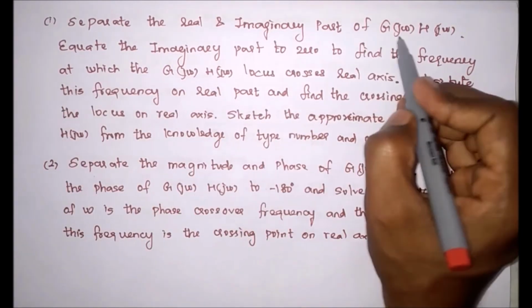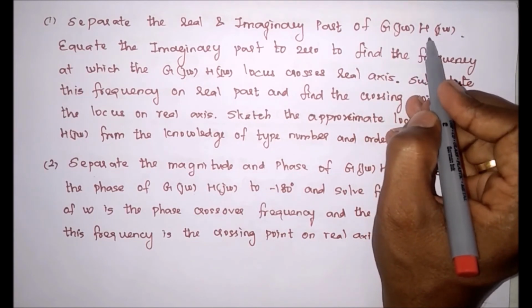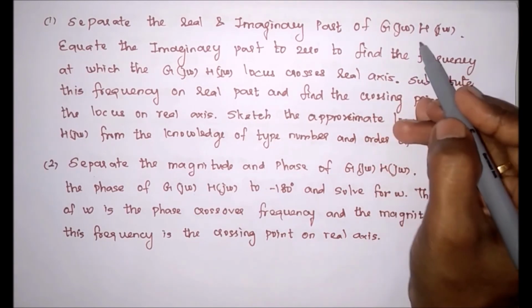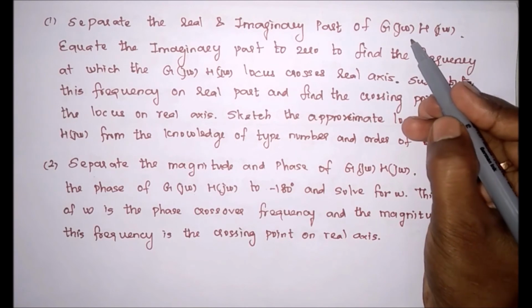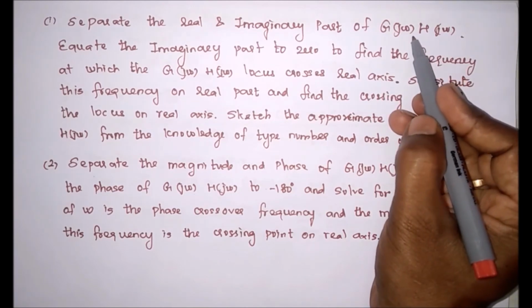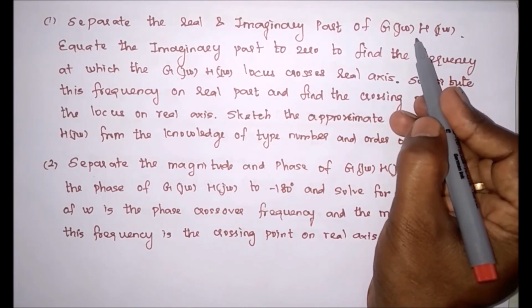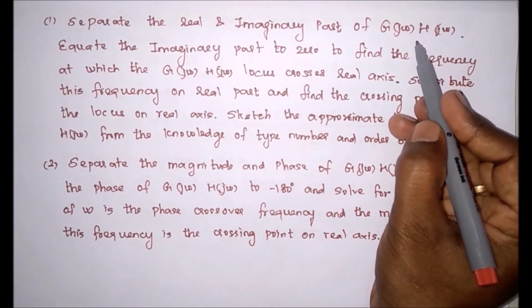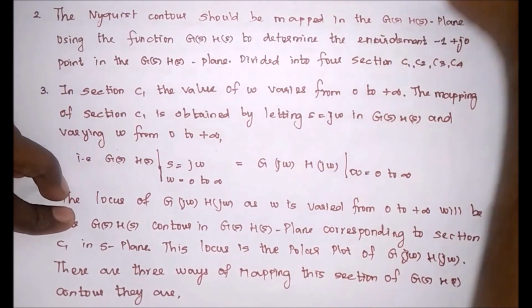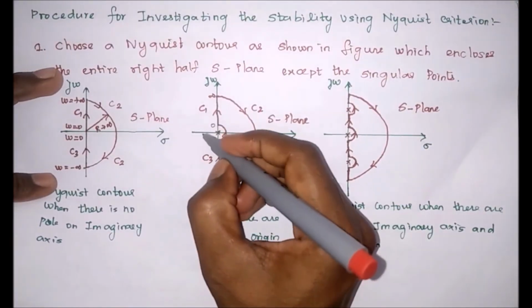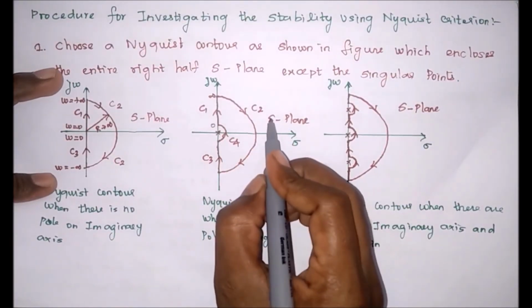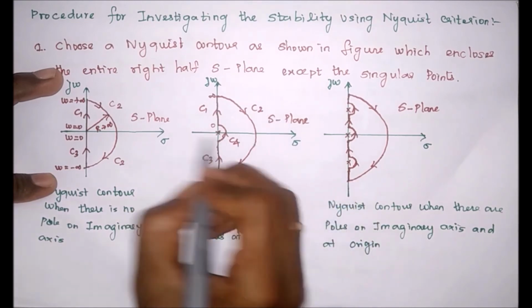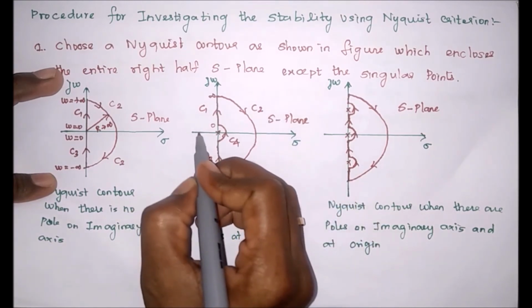Then we have to equate the imaginary part equal to 0. Then we will get the phase crossover frequency. We have to substitute that frequency into the real part, so we will get the real value. That value is nothing but the crossing point of the contour in the G(s)H(s) plane on the real axis. It may be at this point.